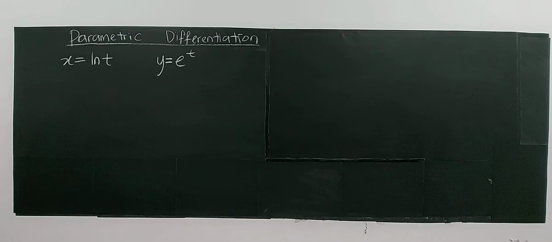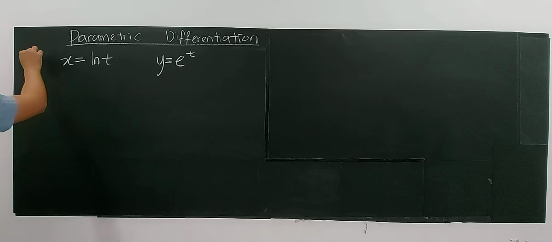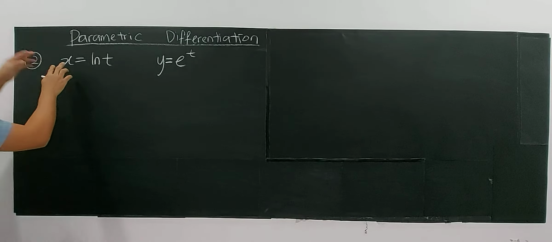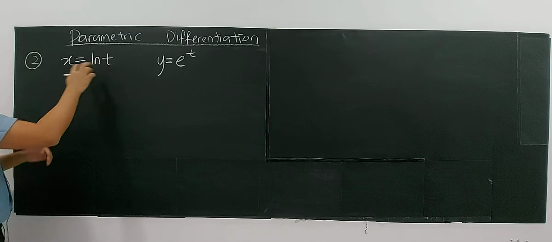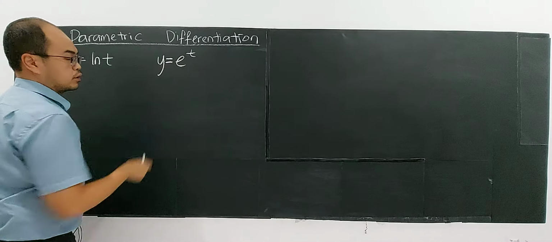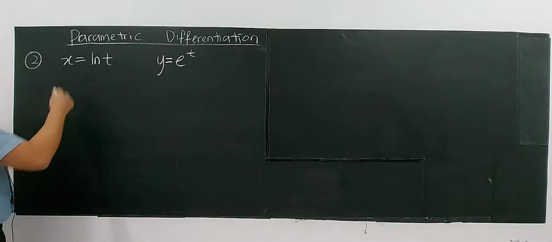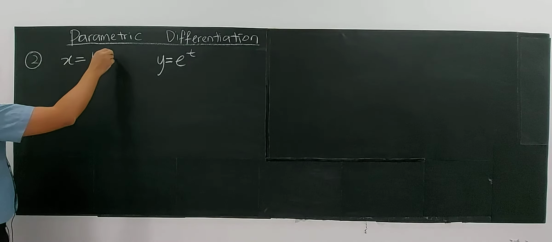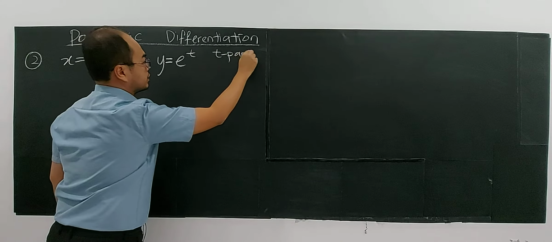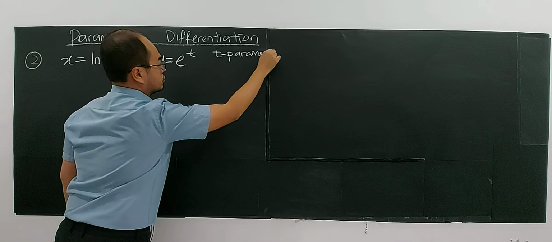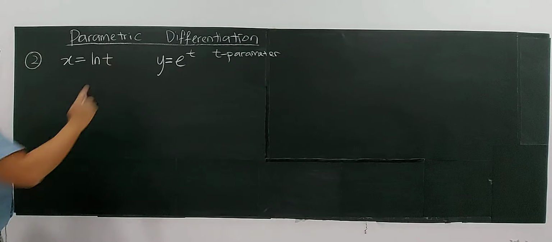Alright, let's continue with these examples. So this is the parametric equation where x and y relate by t. But this time, x is in terms of ln t and y is the exponent of t. So they are still related by the parameter. The t is the parameter, the third variable here, so they are related indirectly.